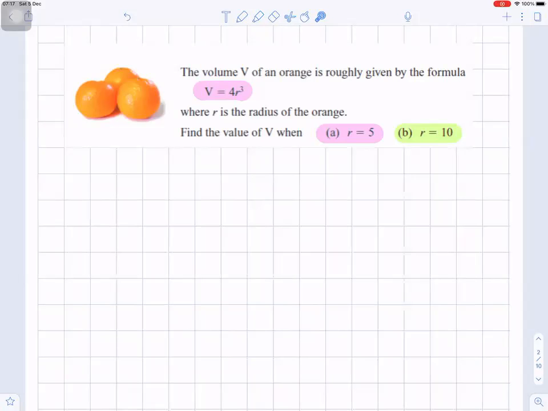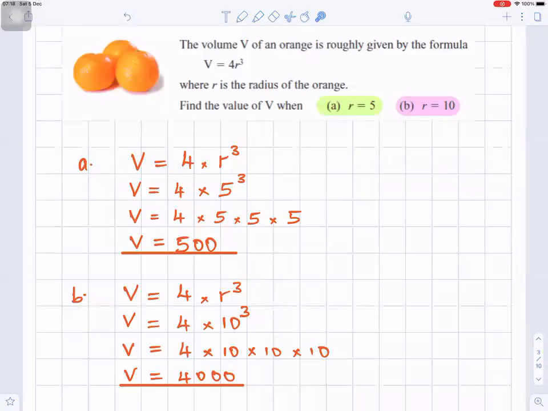The volume V of an orange is roughly given by the formula V = 4R³, where R is the radius of the orange. Find the value of V when R = 5 and R = 10. And the radius is from the center to the circumference.